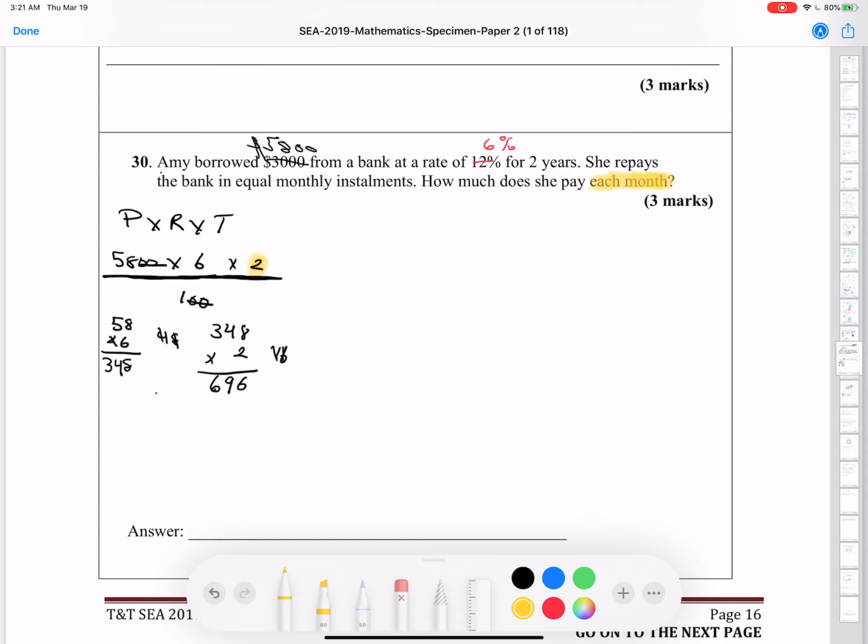What were you calculating? Your simple interest. So this is just your simple interest, not the amount to be repaid. No institution is going to lend you $5,800 and all you have to pay is $696. Okay, so what you're going to do now is add the $5,800 you borrowed to the $696.